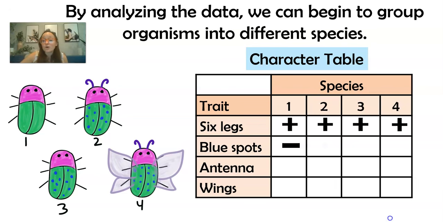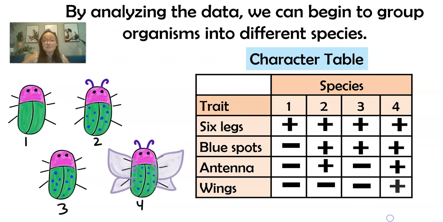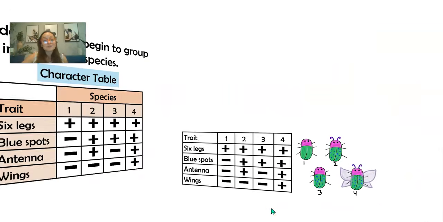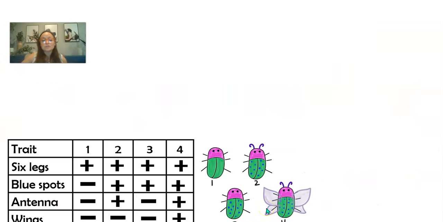But the other 3 species all have blue spots. Then I look at antenna. Species 1 does not have antenna. Species 2 does, but species 3 doesn't, and 4 does. Then I look at wings, and really that's only going to be in species 4. So here I have traits that are present in the different species and traits that are absent. So now we can use those characters or traits to draw the evolutionary relationship.